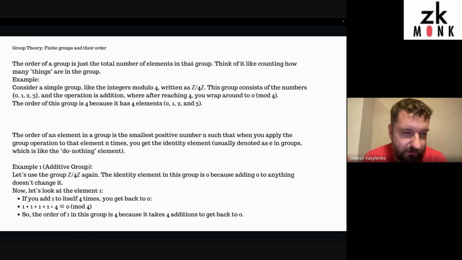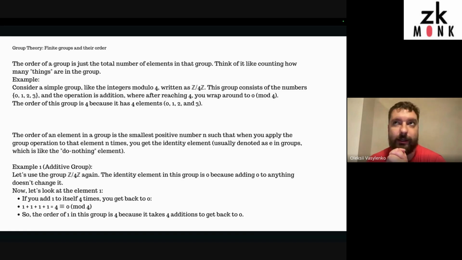For instance, you can have a group from 0 to 3. There are also 4 elements. The order of any element in the group is the smallest positive number n such that when you apply the group operation to that element n times, you get the identity element. So it means that you need to do, for instance, 4 steps. If you take 1, you need to do 4 steps with this element to come back again to the start.